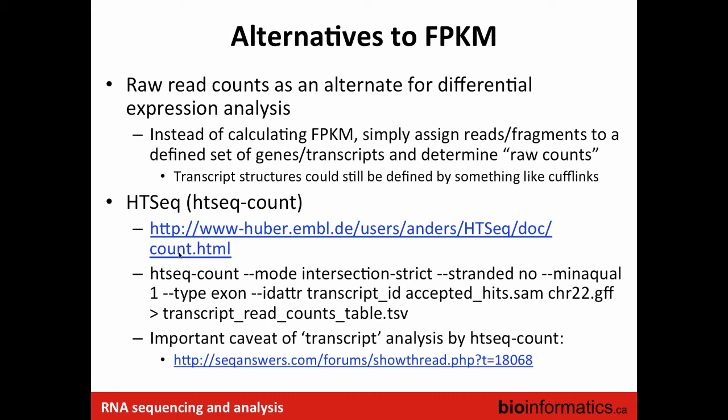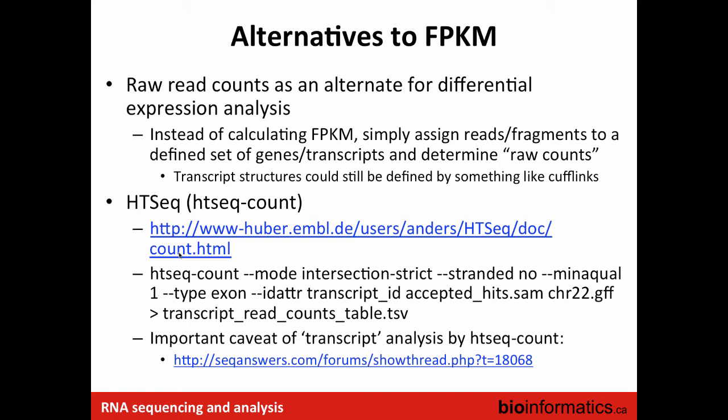So there are alternatives to FPKM. The largest category of this would be raw read counts. So instead of calculating an FPKM, you simply assign reads or fragments to a defined set of genes or transcripts and determine the raw counts for each gene or transcript. You could still do this first by using something like Cufflinks or another transcript assembly program to generate a GTF. So if you didn't want to use known genes or isoforms, you could try to infer genes and isoforms and then use that as an input to some of these count tools to assign counts to those.